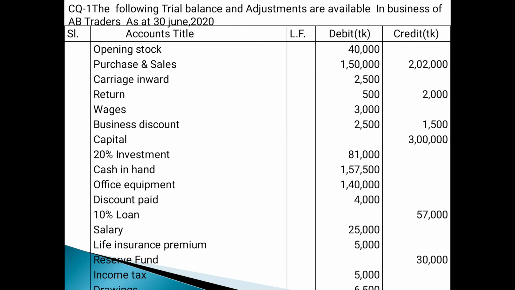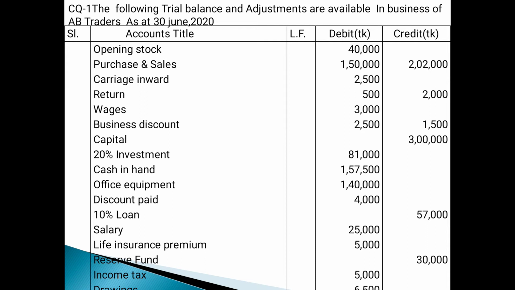Capital, the main item of equity, is the first item of the owner's equity statement. It is indicated as opening capital. 20% investment is one kind of asset, that is long-term investment. Totally 4 heads are available on the asset side. Long-term investment is one of them. So it is written on the asset side of the statement of financial position.